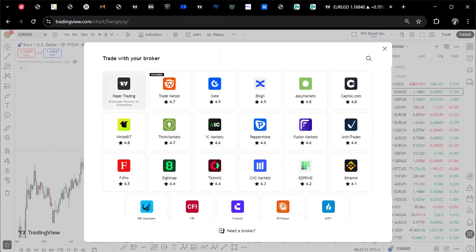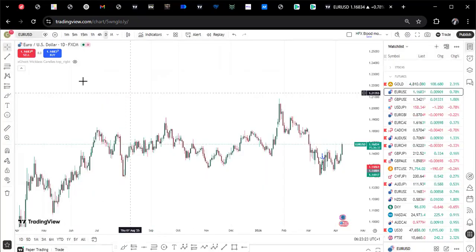So this is TradingView's paper trading broker. This is more like a simulation, right? If you don't want to do it via MT5, you can use this. Let me see if I can get into it. Yeah. So you can use this to take your trades, enter your buy, your sell, whatever you want.